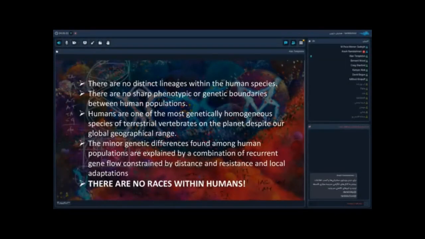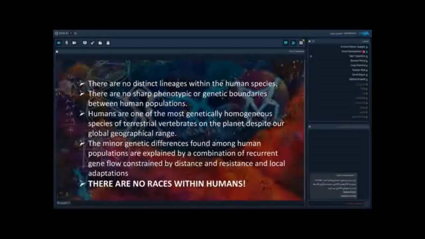There are also no sharp phenotypic or genetic boundaries between human populations. That is not to say that there aren't differences, there are. But, and I didn't have time to talk about this, humans overall are one of the most genetically homogeneous species of terrestrial vertebrates on the planet, despite our global geographical range. So, for example, I actually just got back from the Middle East where I worked on Equus hemionus, the Asiatic wild ass. It shows much more geographical variation within Asia than humans do at a global level. I worked on lizards in the Ozarks, a small area of the United States. They show far more genetic differentiation than humans do at a global level.